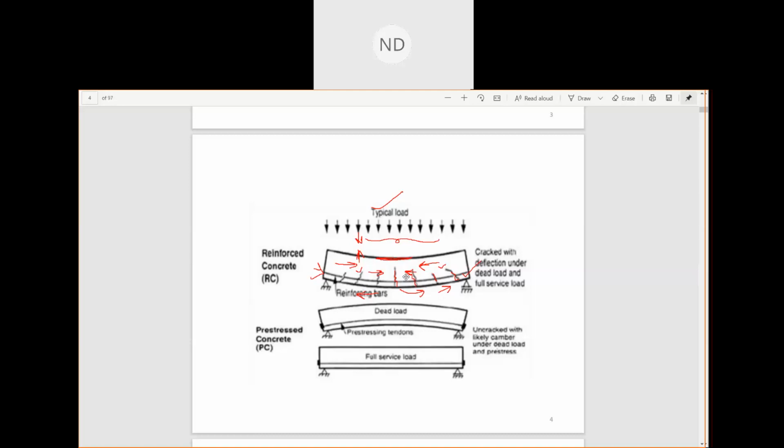Okay, so in normal RCC this happens. But when we use pre-stress concrete, this will happen opposite, because your tendons, these are your tendons. So that means, as compared to reinforced concrete and pre-stress concrete, for the same load, your RC is going to crack first as compared to your pre-stress concrete.